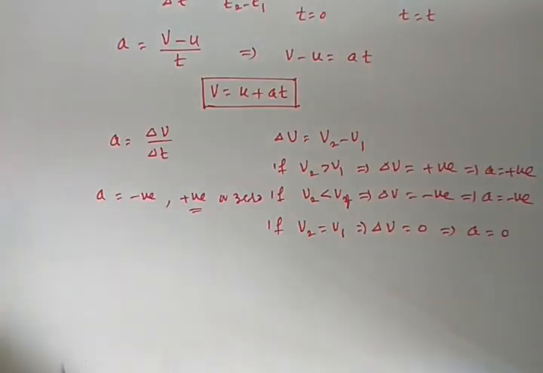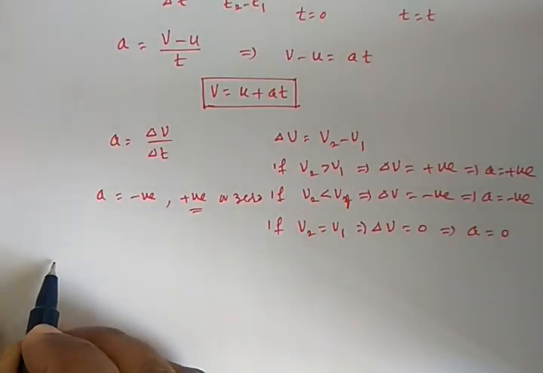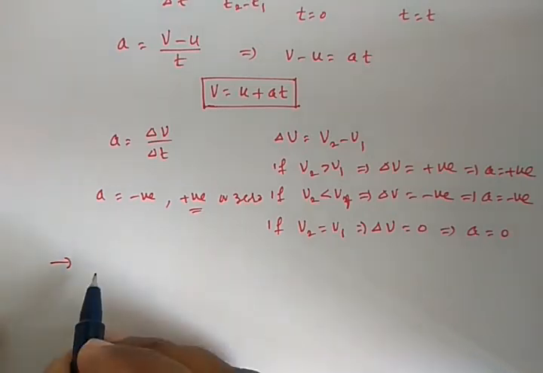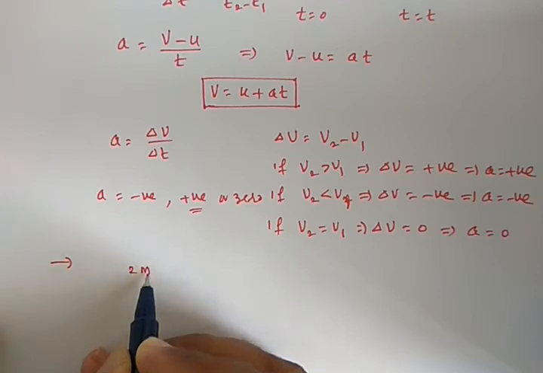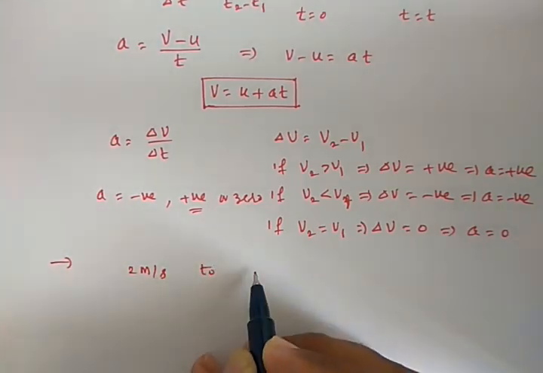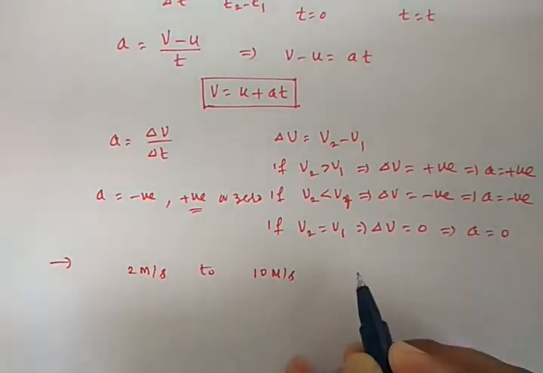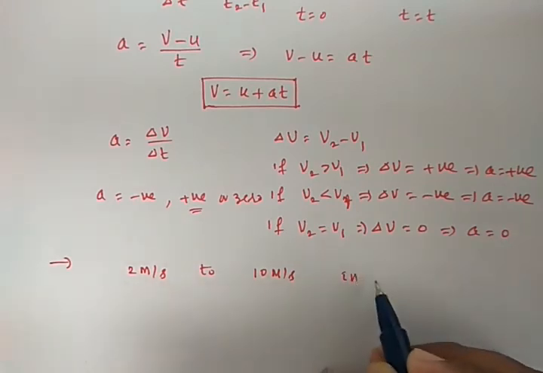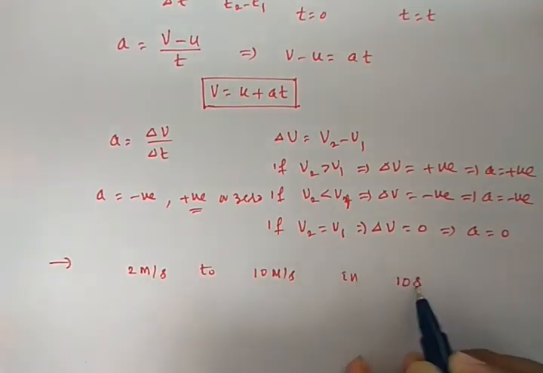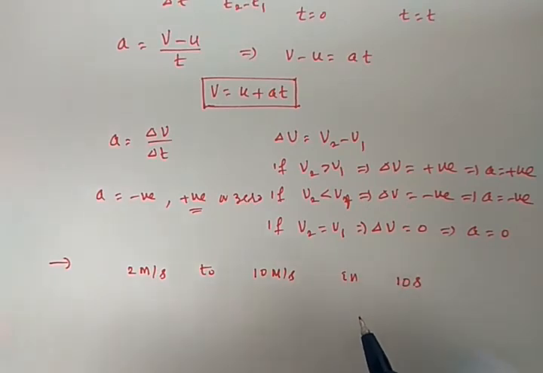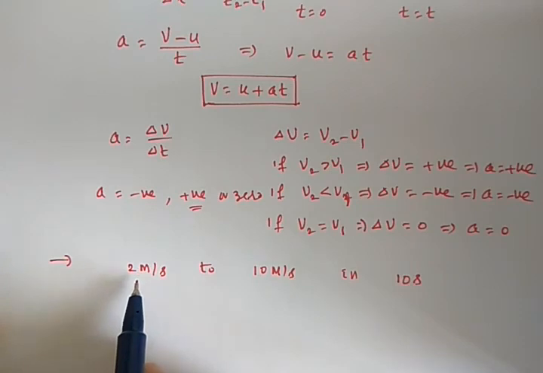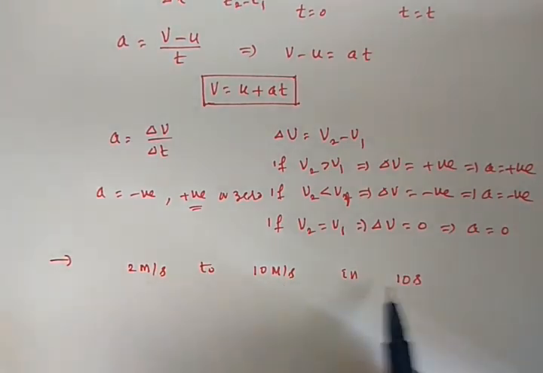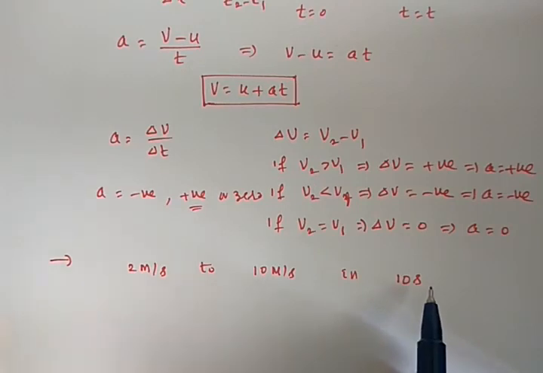So let us consider one example here. The velocity of the body is increased from 2 meter per second to 10 meter per second in, let us say, 10 seconds. So what is the acceleration of the body? Now the question is, velocity of the body is increasing from 2 meter per second to 10 meter per second in 10 seconds. Then you need to find what is acceleration.